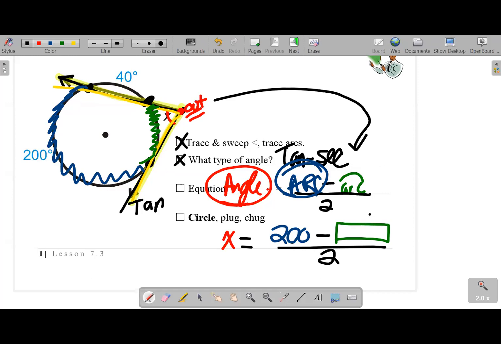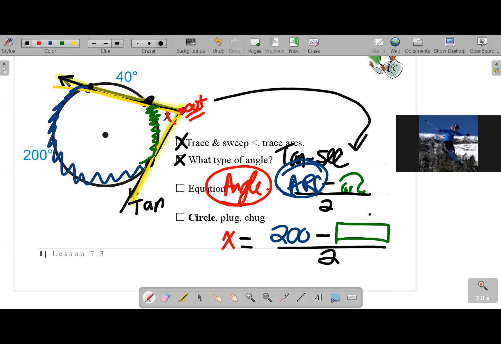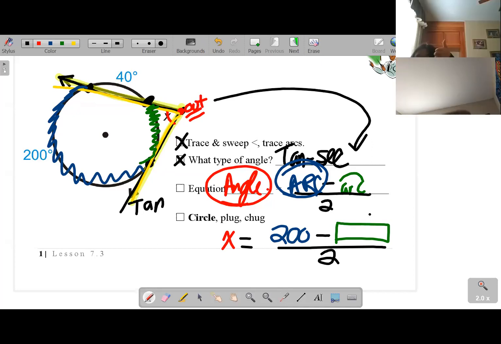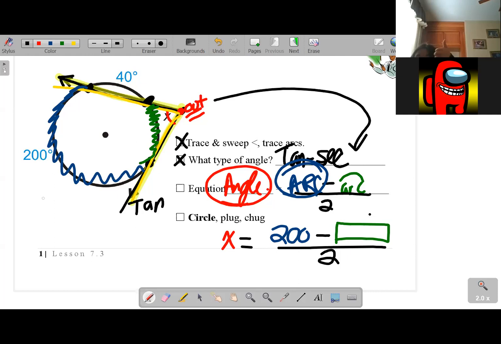Richie, how are we going to get that green arc that we want but don't have? William, how are we going to get that green arc that we want but don't have? Add 200 with 40 and subtract that with 360. There we go, 360. Subtract the 240. Some of you did say 120. The problem is you were only halfway there.